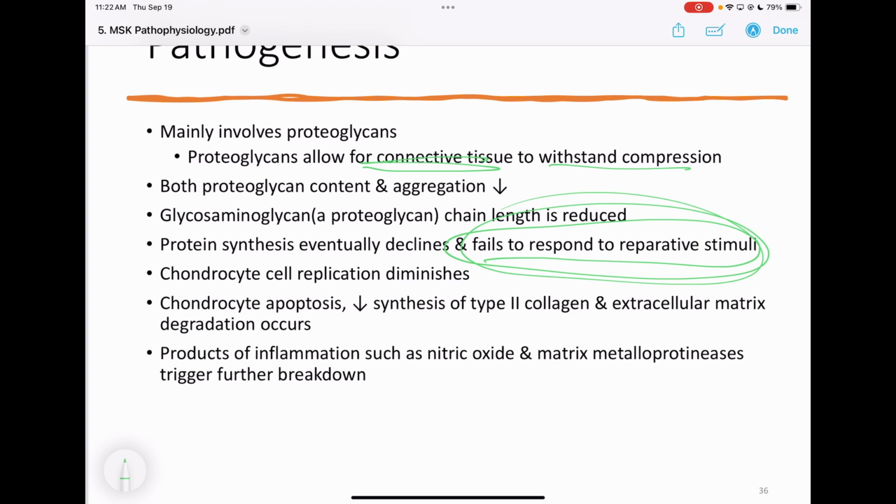Chondrocytes go away through chondrocyte apoptosis, which destroys them. And we get decreased synthesis of type 2 collagen. If we decrease the collagen, the strength of that joint goes away. So that's why collagen is so important.